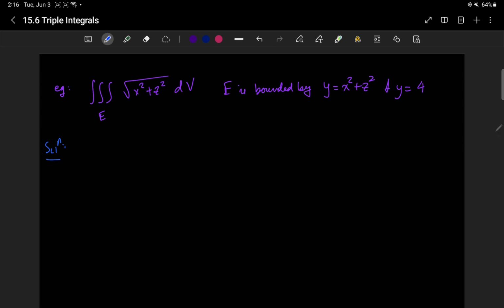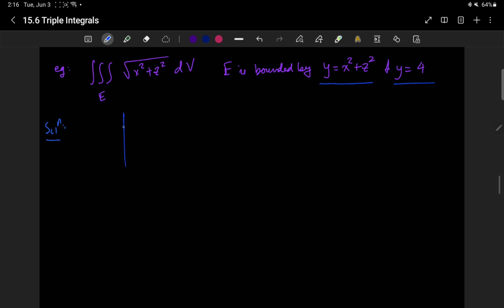So here we are trying to evaluate the triple integral over the region E bounded by y equals x squared plus z squared and y equals 4, with the density function being the square root of x squared plus y squared. So let's look at our bounding region first. Again, from Calc 3, you should be familiar with these shapes.